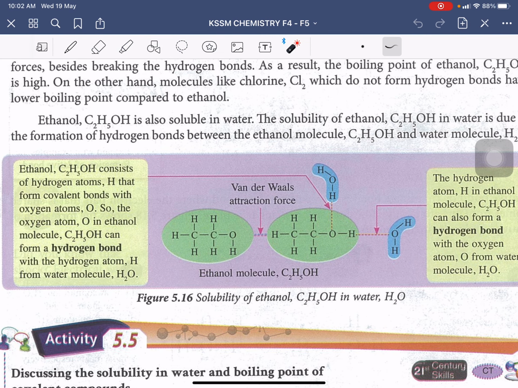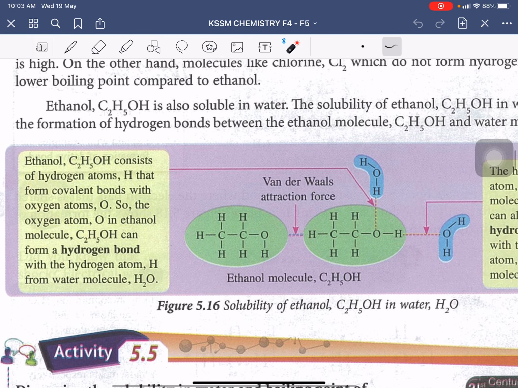Let us look at this one. Ethanol is soluble in water. When it is soluble in water, it means that it can form another bond with the water. Okay, let us read this one. Ethanol consists of hydrogen atom that form covalent bond with oxygen atom. So this is ethanol, that has hydrogen atom that form covalent bond with the oxygen atom. This is hydrogen, this is oxygen, this is hydroxyl, and they are bonded by covalent bond.